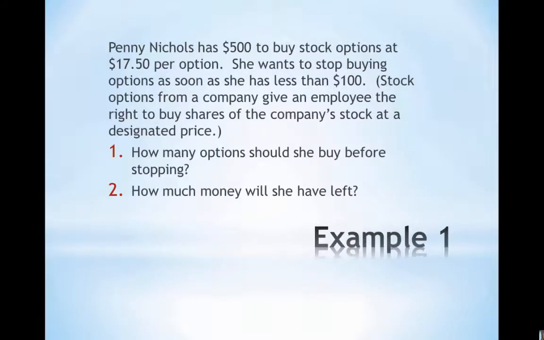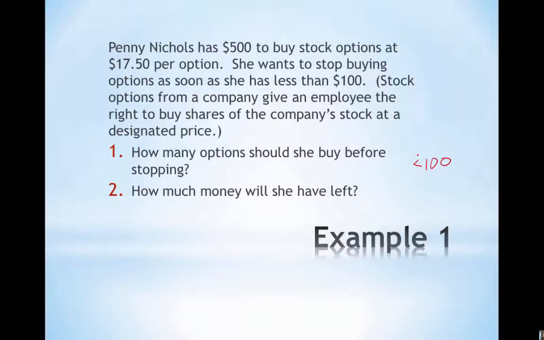Here's our first example. Penny Nichols, like the name, get it? Penny Nichols has $500 to buy stock options at $17.50 per option. Okay? She wants to stop buying the options as soon as she has less than $100. So what we want to do is first of all set up our sentence for this. She wants to stop as soon as she gets less than $100. So I'm going to put less than right here.